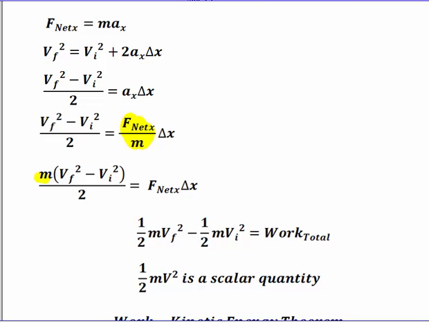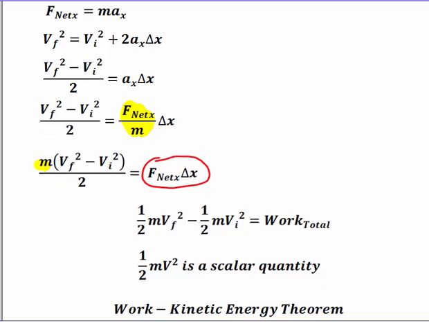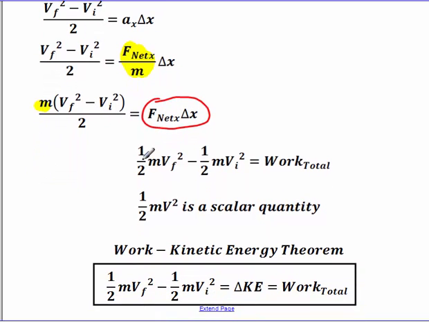What happens on this side over here is, this is the definition of work: force times distance. So I pull out the 1/2, and I have 1/2 m Vf squared minus 1/2 m Vi squared is the total work. Now this is defined as the work-kinetic energy theorem, where you have 1/2 the mass times the final velocity squared minus 1/2 the mass times the initial velocity squared equal to the change in kinetic energy, or the definition of work.